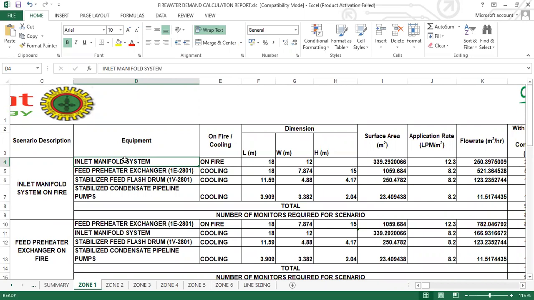So to answer the question about where application rates come from, depending on the customer you're dealing with, some of the clients have their own standards that already give you these answers. But in this case that we're working with, we used international standards. So that's to answer one question.